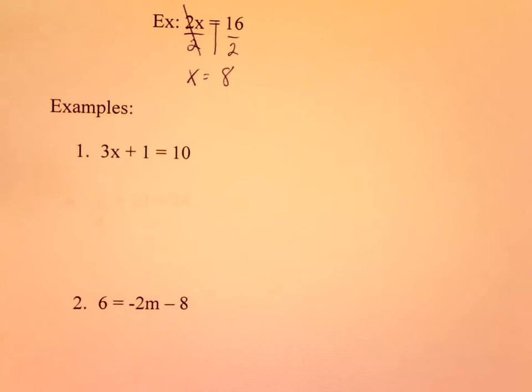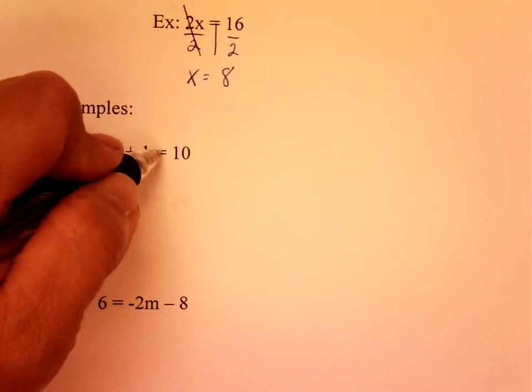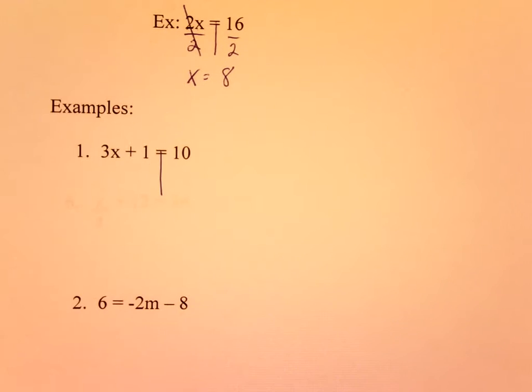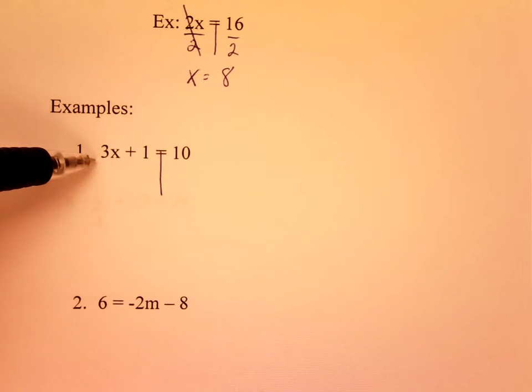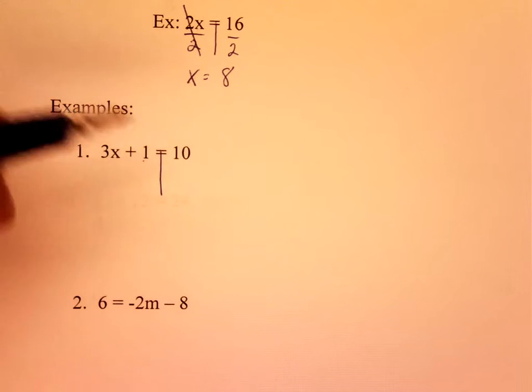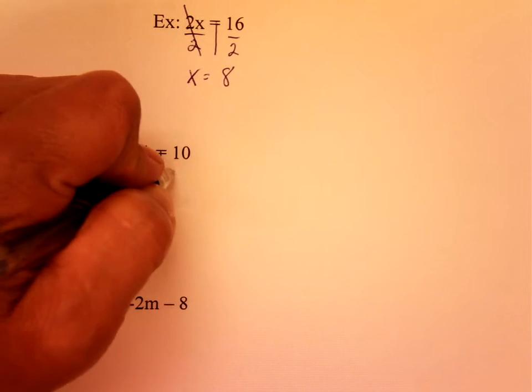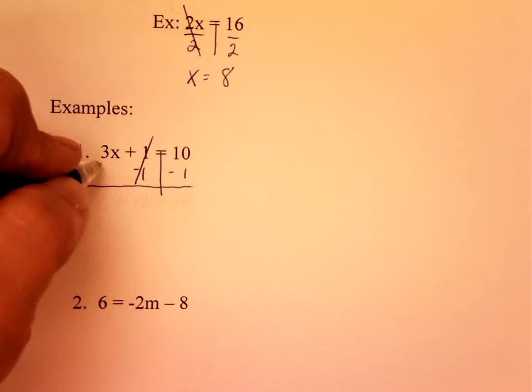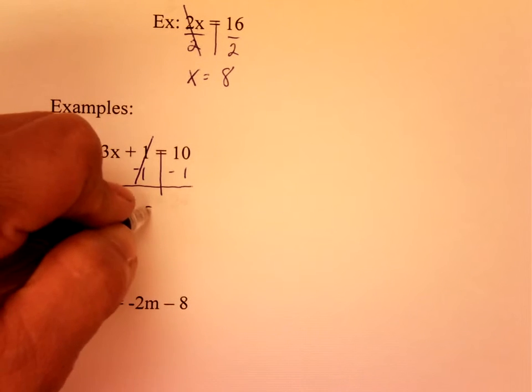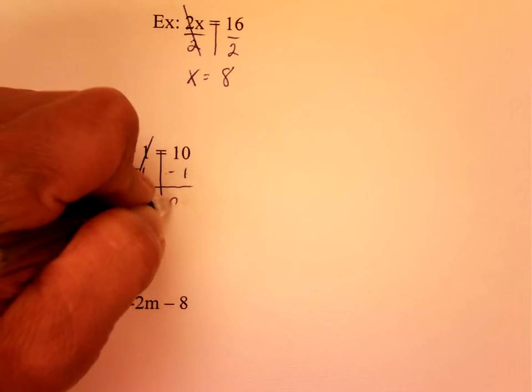It says 3x plus 1 is equal to 10. So we make a line where the equal sign is. Now you look at the side that has the variable. What number is not attached to the variable? Well, the number that is not attached is 1. So you're going to subtract 1 on both sides. The 1's cancel out. You're left with 3x on this side is equal to, well, 10 minus 1 is 9.